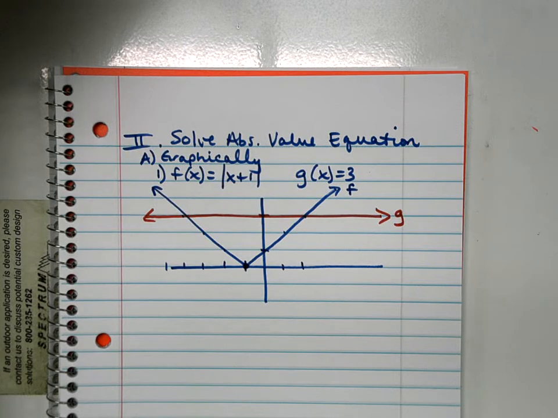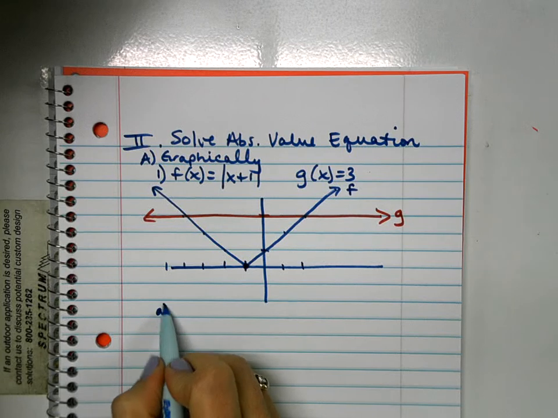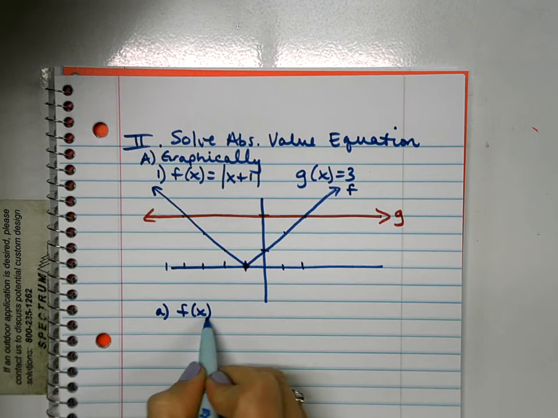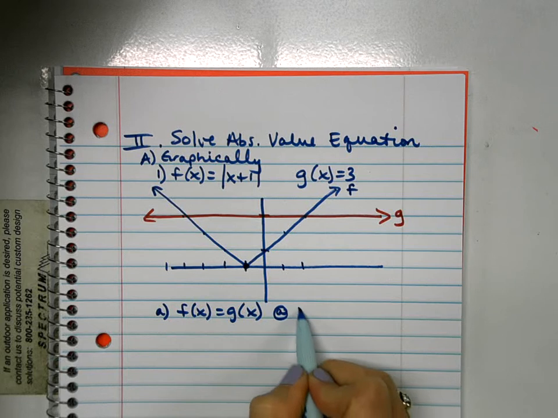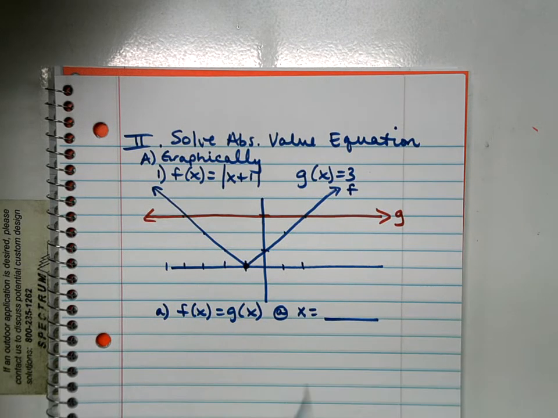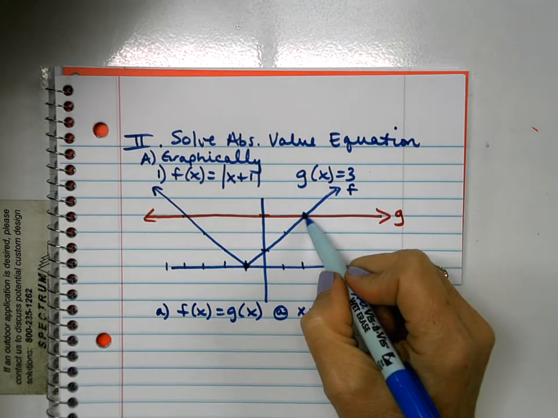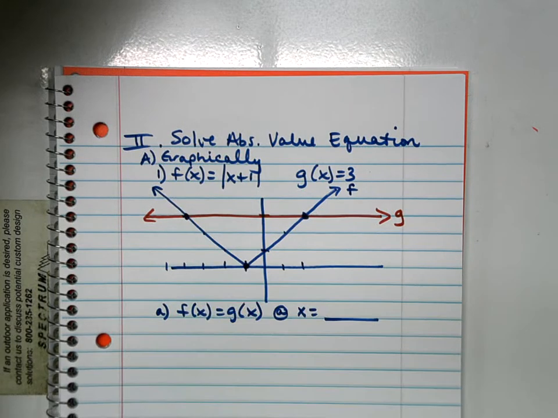And what we're going to do right now is we're going to determine graphically, A, where does f of x equal g of x? And it's going to say it's at x equals blank. Okay? So you're looking at where f is equal to g. What does that look like on the graph? Where do the two things equal? What does that mean graphically? Where they cross. Yeah, where they intersect. Okay, so right here, and right here is where those two functions equal each other.